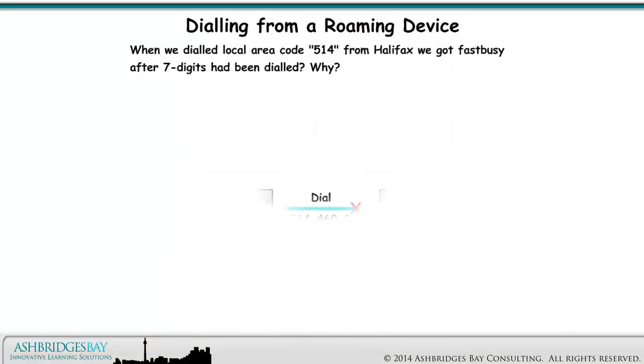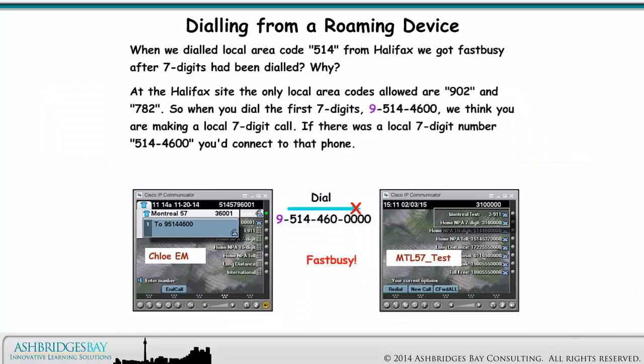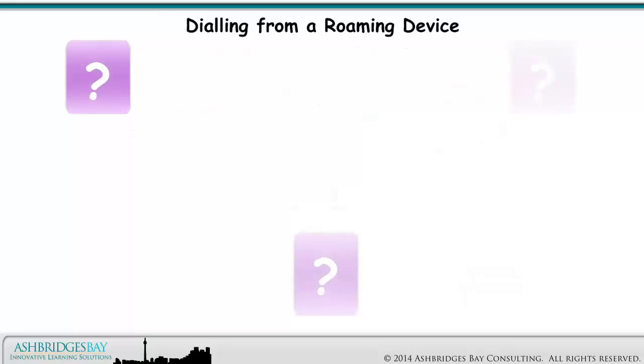When we dialed local area code 514 from Halifax, we got fast busy after 7 digits had been dialed. Why? At the Halifax site, the only local area codes allowed are 902 and 782. We did this to remove the delay from 7-digit dialing. So when you dial the first 7 digits, 9-514-4600, the CUCM thinks you are making a local 7-digit call. If there was a local 7-digit number, 514-4600, you'd connect to that phone. Is this really what we want?